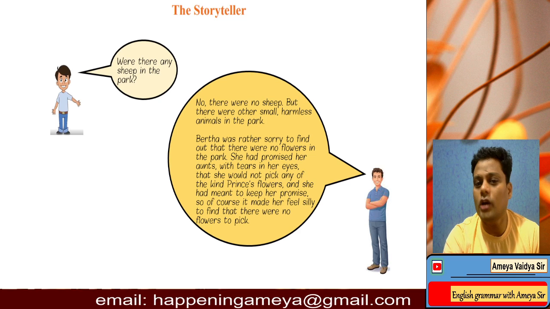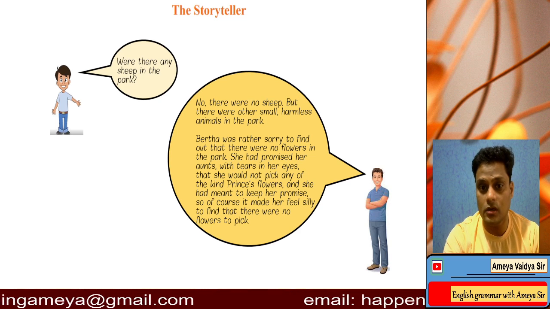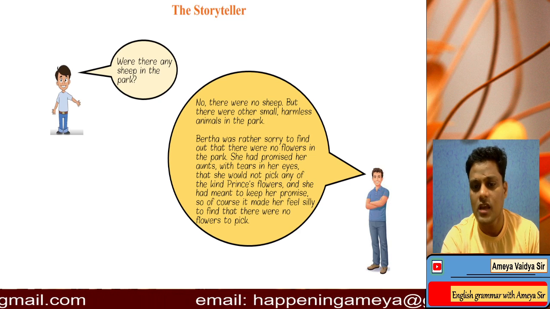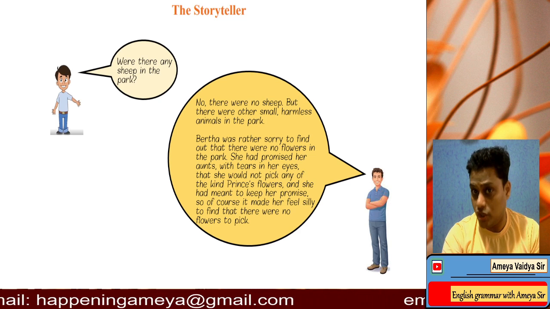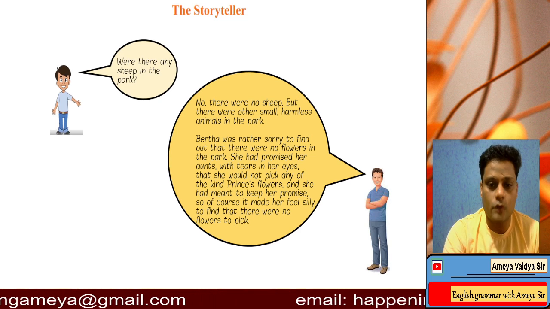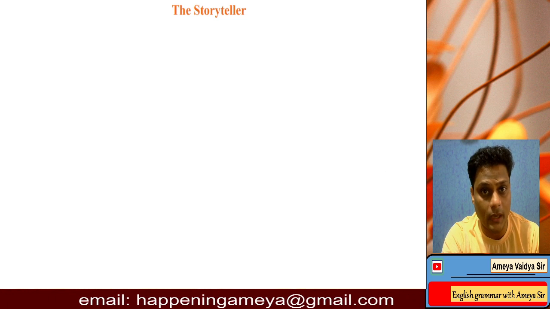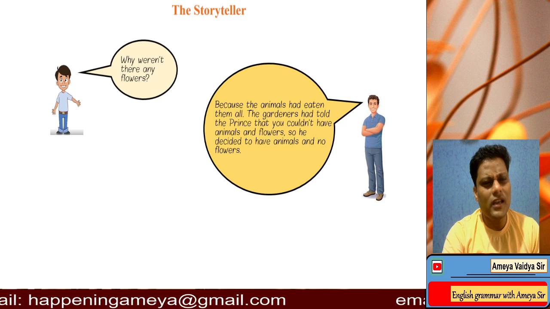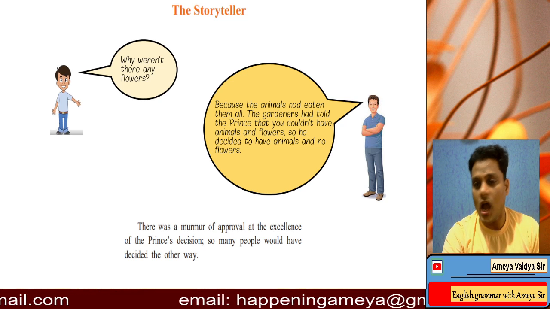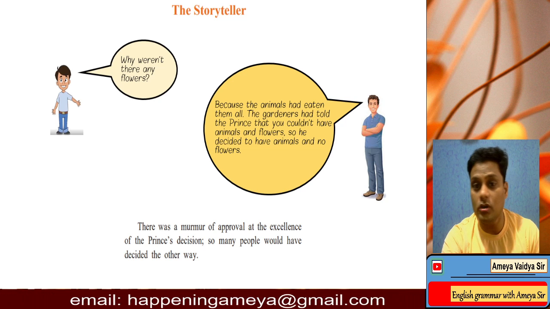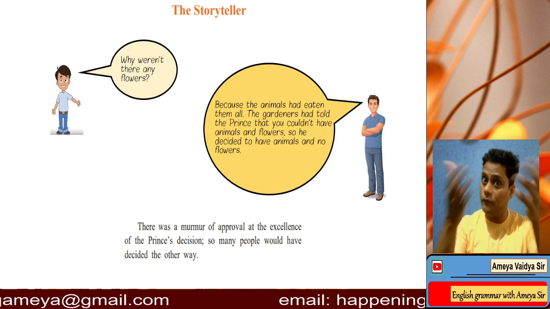"Bertha was rather sorry to find out that there were no flowers in the park. She had promised her aunts with tears in her eyes that she would not pick any of the kind prince's flowers, and she had meant to keep her promise. So, of course, it made her feel silly to find out that there were no flowers to pick." "Why weren't there any flowers?" "Because the animals had eaten them all. The gardeners had told the prince that you couldn't have animals and flowers, so he decided to have animals and no flowers."